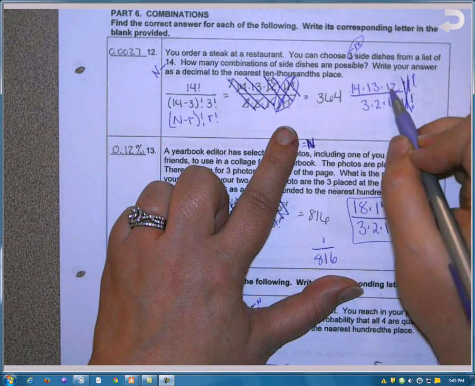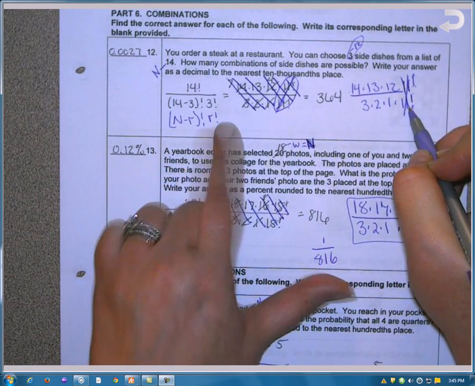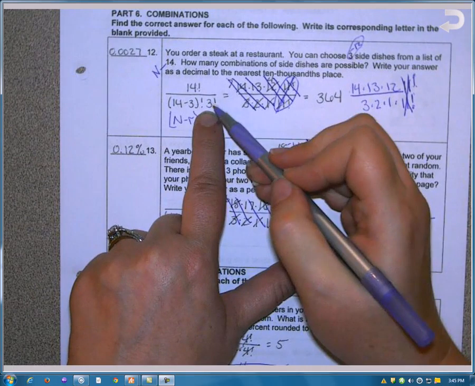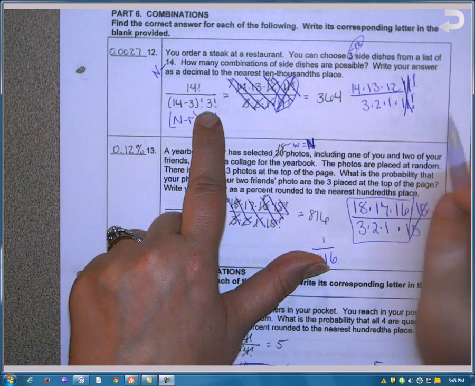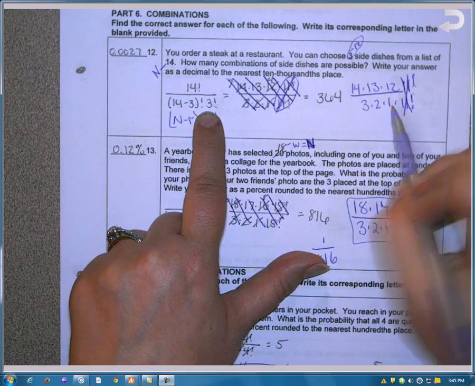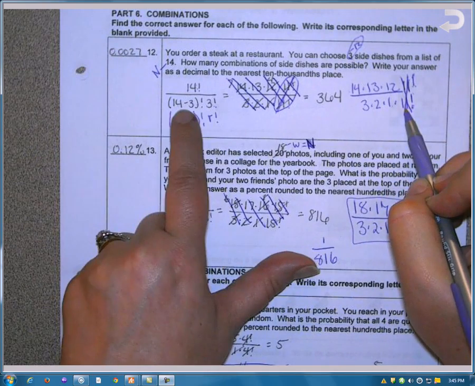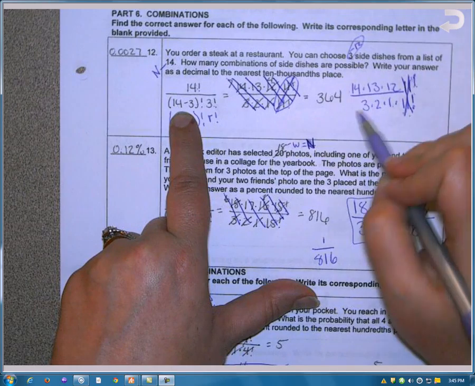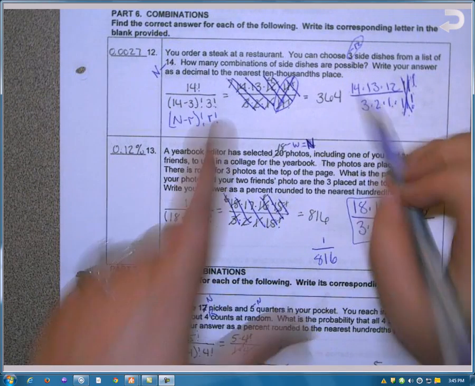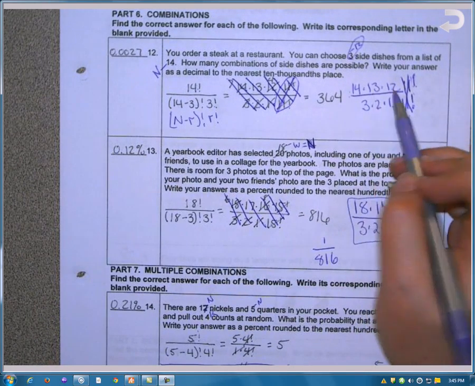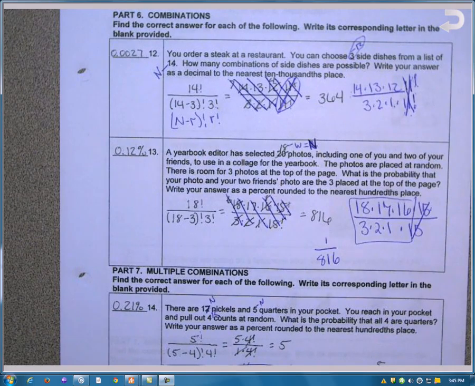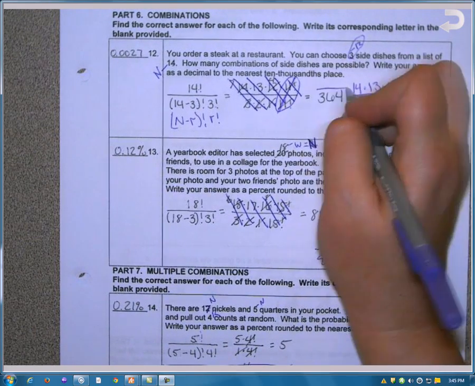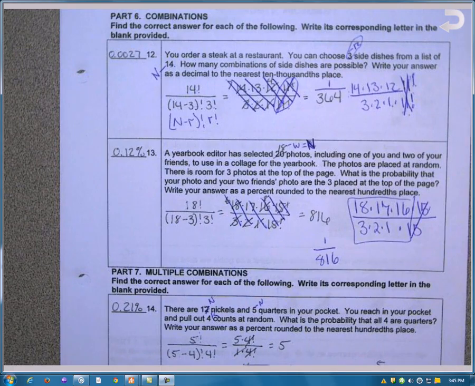14, 13, 12, 11. You're going to put an 11 here, and then do 3, 2, and 1. Your 11s can cancel out, and you'll get a 3, a 2, and a 1. So you'll just do 14 times 13 times 12 divided by 3 times 2 times 1. And that'll give you 364. And you'll put that under 1.